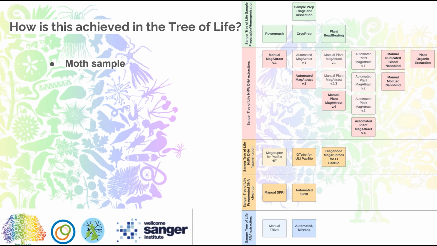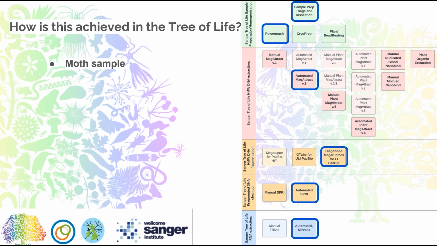So how does this then fit together? Well, for example, if you have a moth sample, this is the path that your moth will take through our processes. So moths will usually be power mashed. They'll go through the automated Magattract extraction. Normally, we have enough DNA to go for an HiFi library prep. We can automate the SPRI, and we'll do the Nirvana RNA extraction.